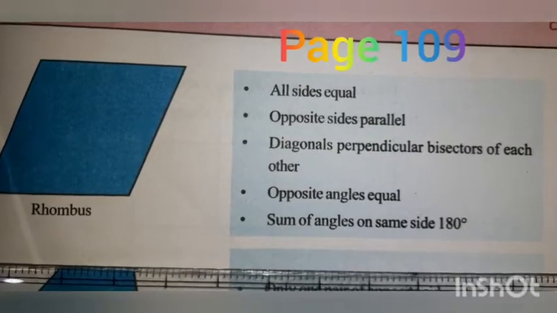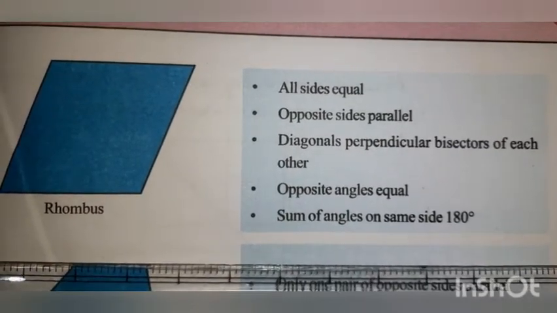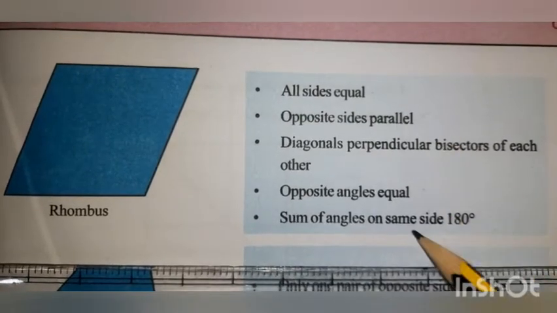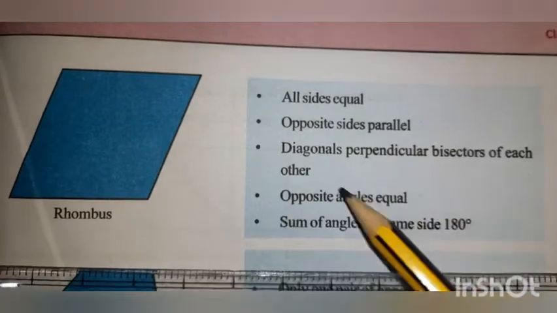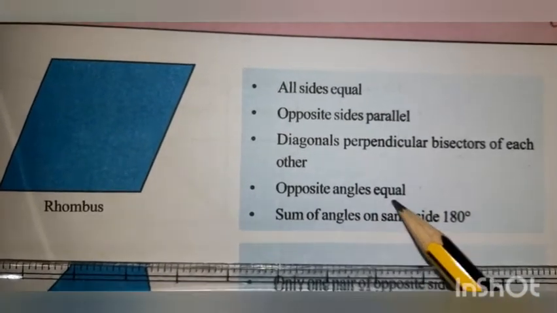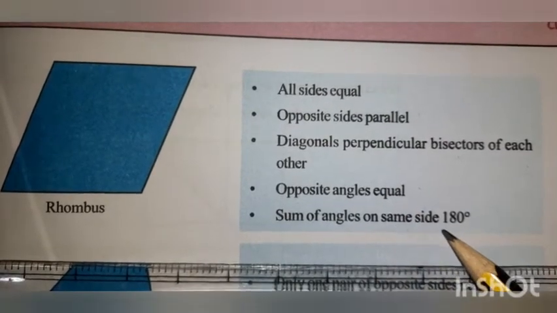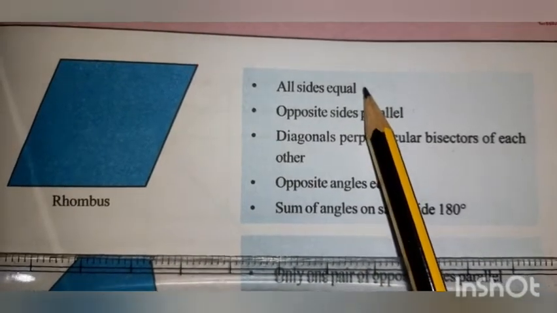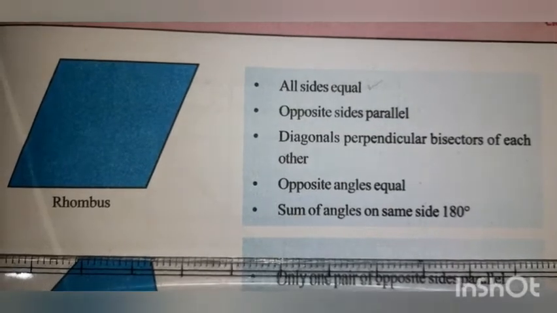In the case of a rhombus, all the sides are equal. But in a parallelogram, only opposite sides are equal. Here, the others are the same as in the case of a parallelogram: opposite sides parallel, diagonals perpendicular bisectors of each other, opposite angles equal, sum of angles is 180. So only this one is a change. All others are the same as for the parallelogram.